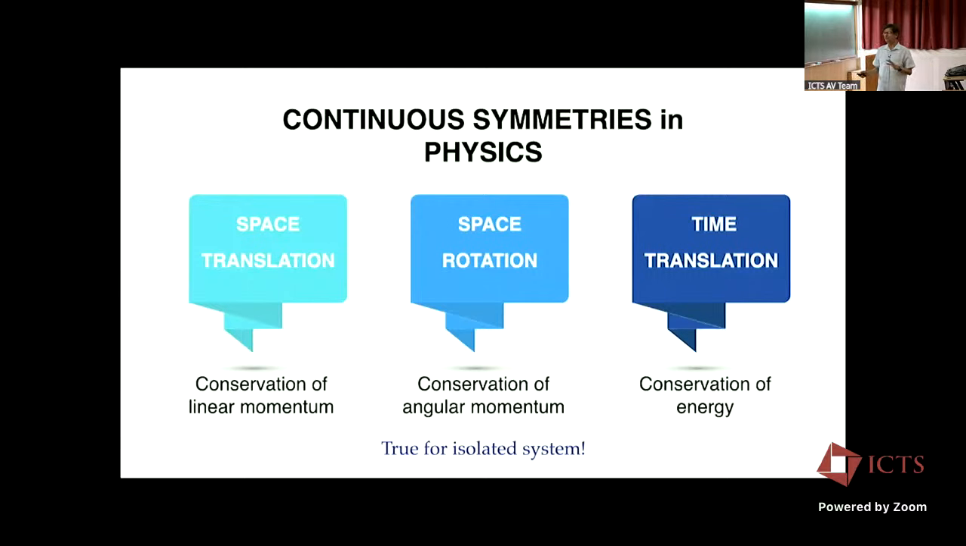I just want to make it clear that if I take my experiment in free space and do it in region 1 or region 2, it doesn't matter. The laws of physics remain unchanged under space translation, space rotation, and time translation. And they lead to conservation laws, respectively.